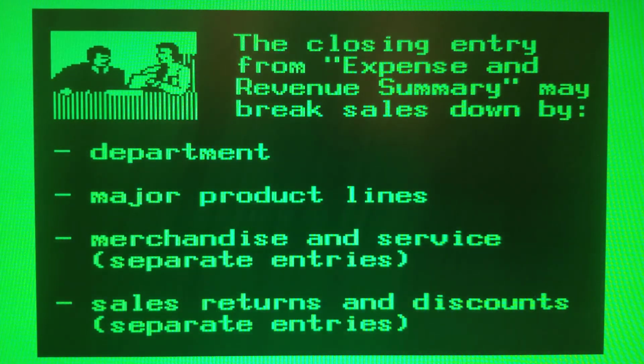The closing entry from the expense and revenue summary may break sales down by departments or major product lines, or list merchandise and services separately, as well as showing sales returns and discounts separately, instead of merely a single entry for net sales.